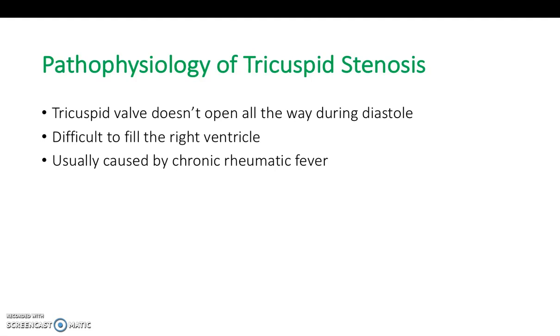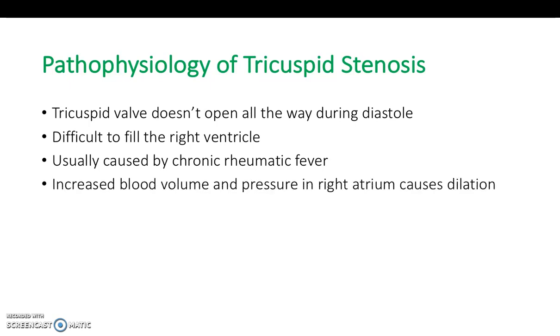right ventricle. And when the blood finally pushes open the fibrotic valve, it makes a distinctive snapping sound, which is followed by a diastolic rumble as the blood is forced through a smaller opening. As it's harder for blood to get through, blood volume and pressure increases in the right atrium, causing it to dilate, resulting in blood getting backed up into the veins.